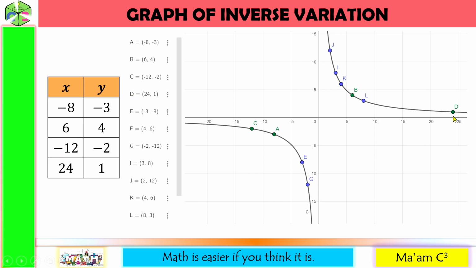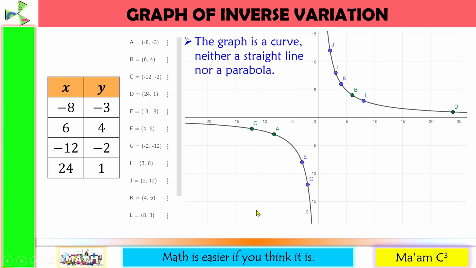What I did is I added some more ordered pairs, wherein the product of each ordered pair is also equal to 24. And here are some of the ordered pairs that I added. And when I connect the points, I form this graph. Now let us observe. The graph is a curve. It is neither a straight line nor a parabola.